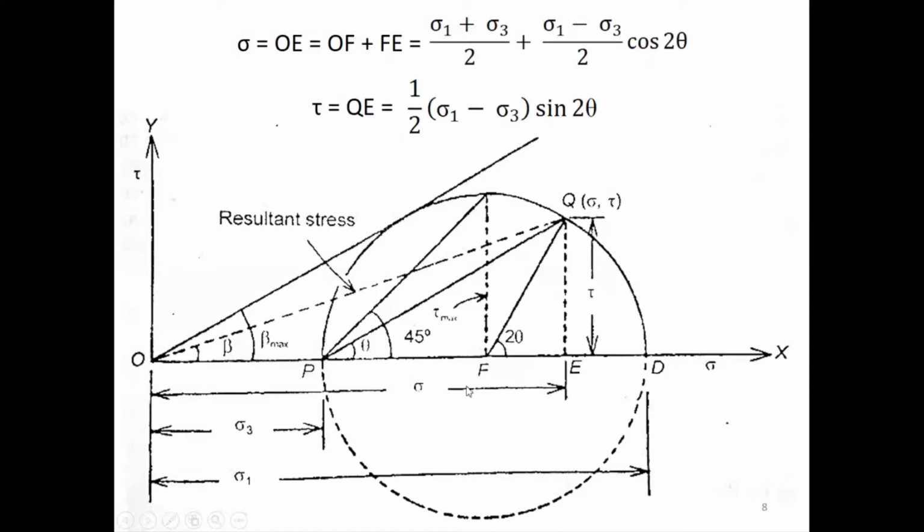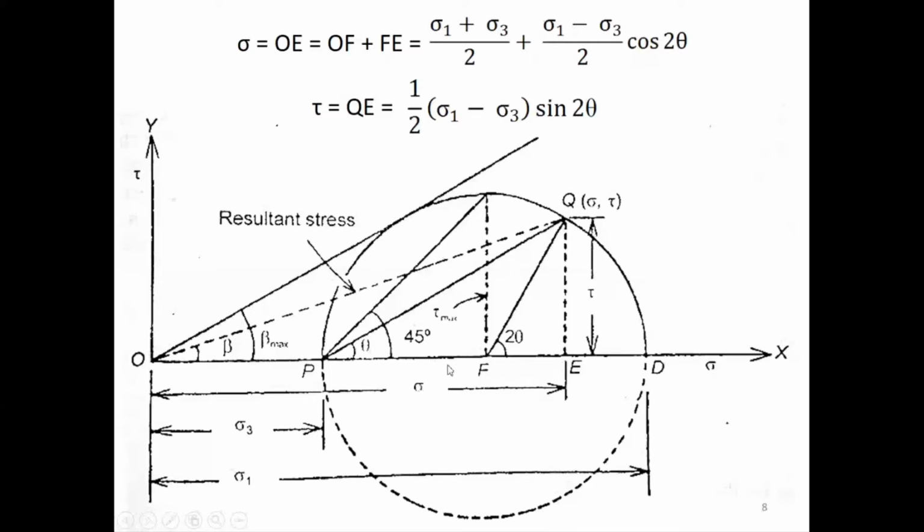So now, how do you find the coordinate for this particular point from the graph? Sigma is nothing but OE, right? So OE is equal to OF plus FE, right?